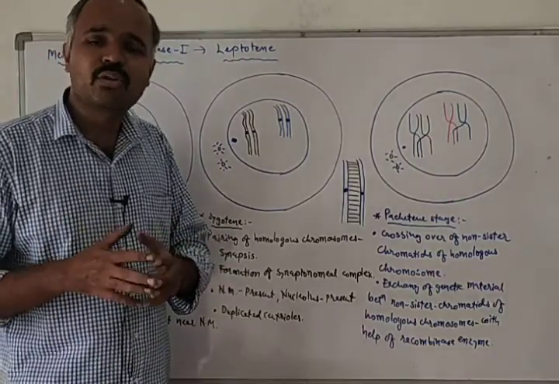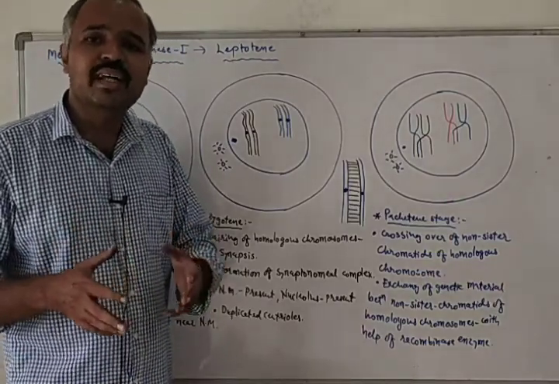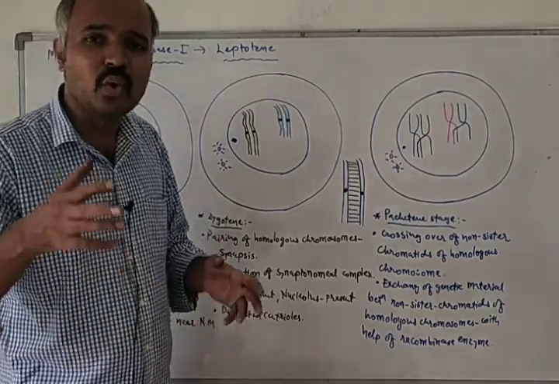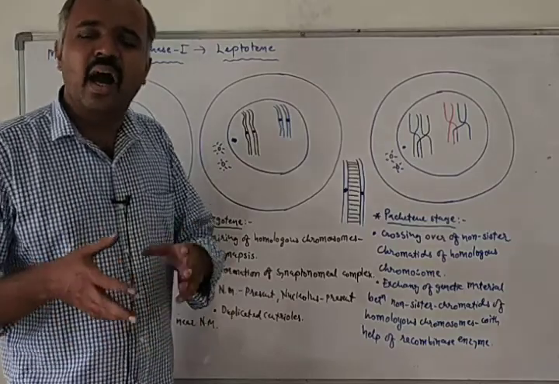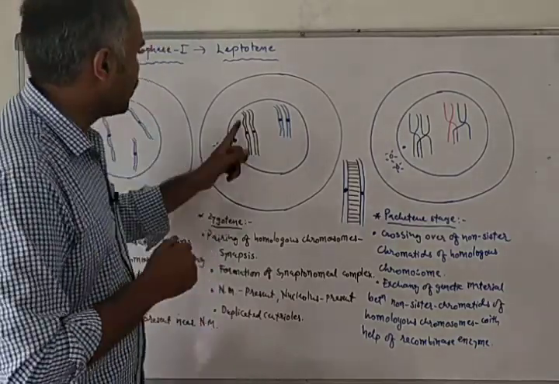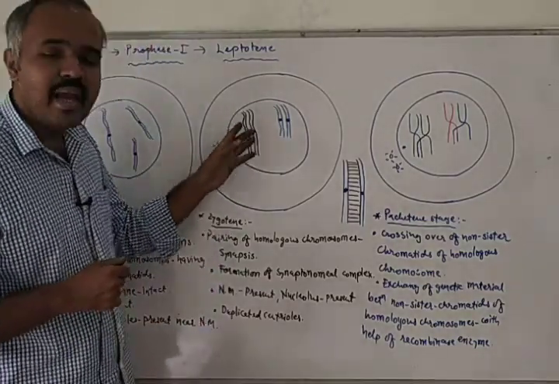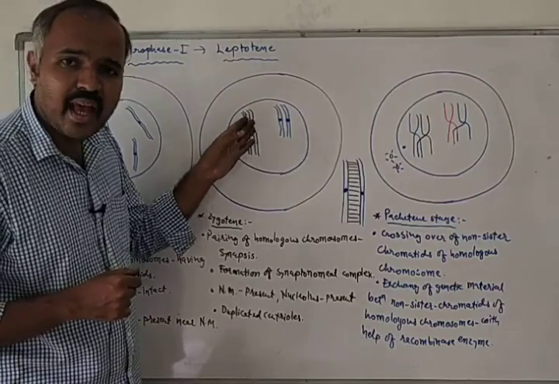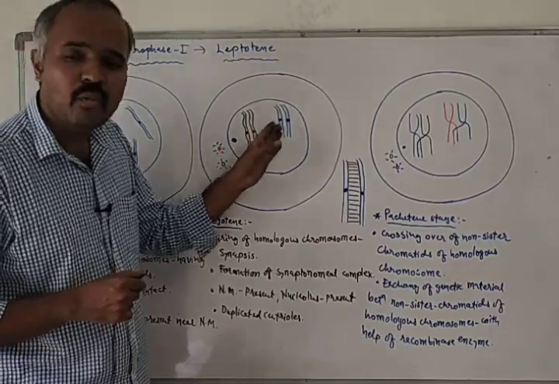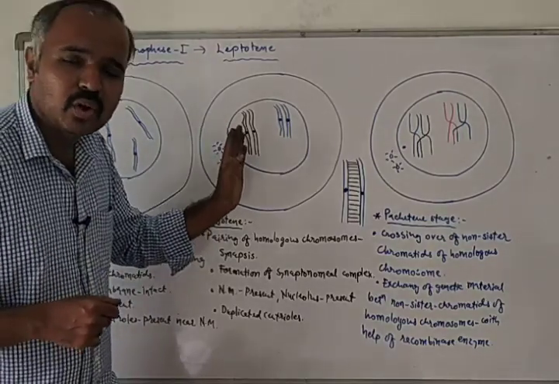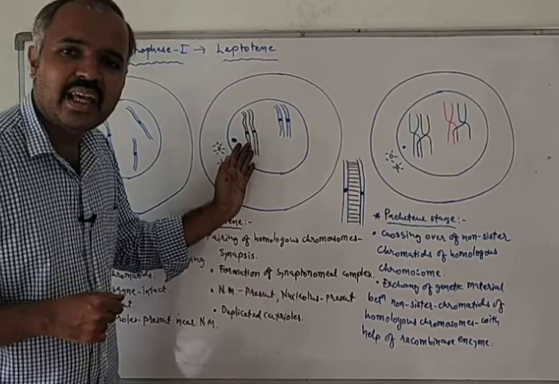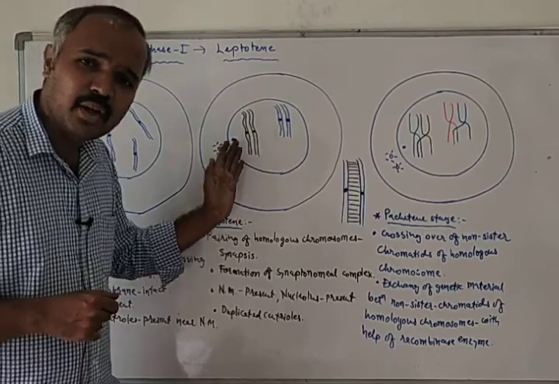What are homologous chromosomes? Chromosomes which are similar in size and shape are known as homologous chromosomes. All chromosomes will make pairs with their homologous chromosomes, and this process of pairing is known as synapsis.